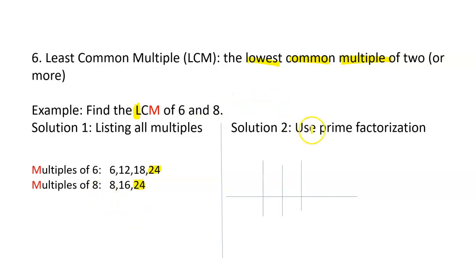Solution 2 is to use prime factorization, which is to break down both numbers to see what kind of prime factors are contained in them. So first we're going to break down 6 as 2 times 3. And next we break down 8 as 2 times 2 times 2. Again, if you forgot how to do prime factorization, make sure you go back to the previous 2 videos.